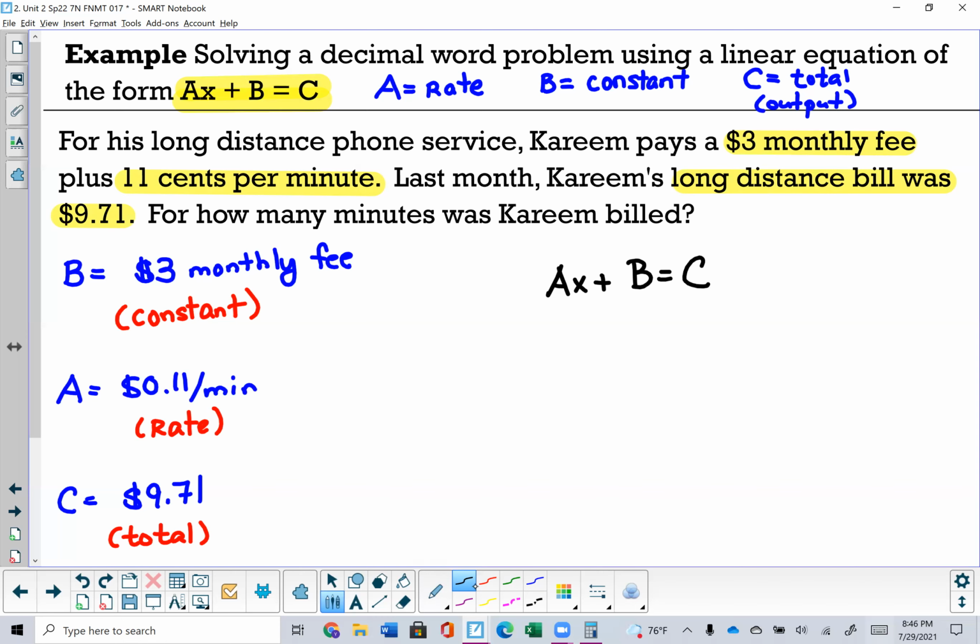All right, so now let's solve the equation. I'm going to subtract 3 from each side of the equation, and notice how I'm lining up my 3 by the decimal point, so the 9 minus 3 is lined up, and that gives me 0.11x. The plus 3 and the minus 3 is eliminated, and that's equal to 6.71.